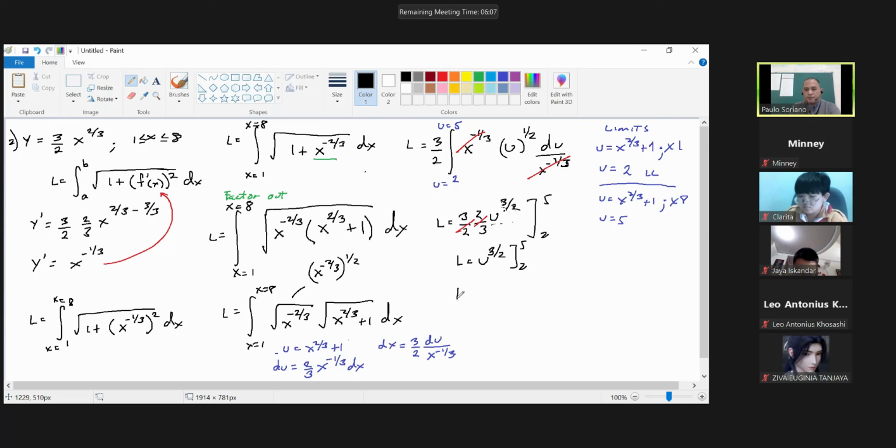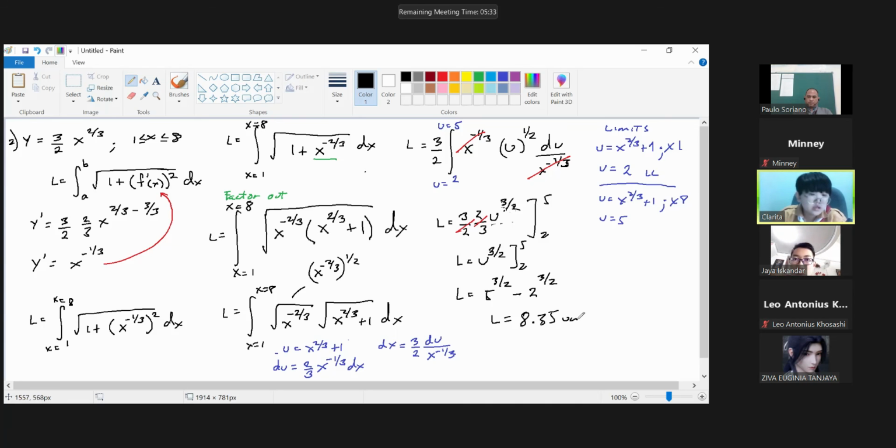Okay, evaluate. The length now is going to be the upper limit minus the lower limit. That is 5 raised to 3/2 minus 2 raised to 3/2. What will that be? 8.35. Can someone confirm? I also got 8.35. Okay. So there.